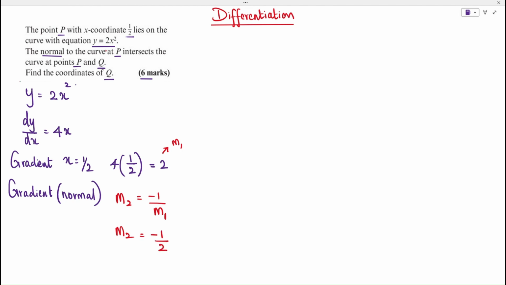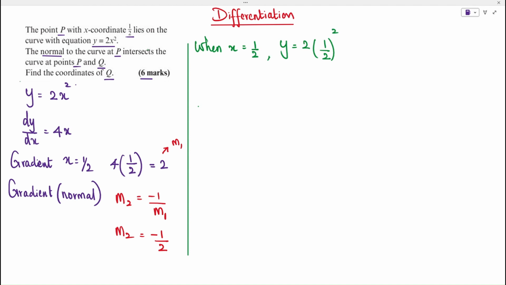Now we have to find our y coordinate at point P. To do this, we'll substitute our x coordinate into the equation of the curve, and we'll be given our y coordinate. So when x is equal to a half, y is equal to 2 times 1 over 2 squared. So here we substituted x is equal to a half into our equation of the curve, and this gives us y as 1 over 2.